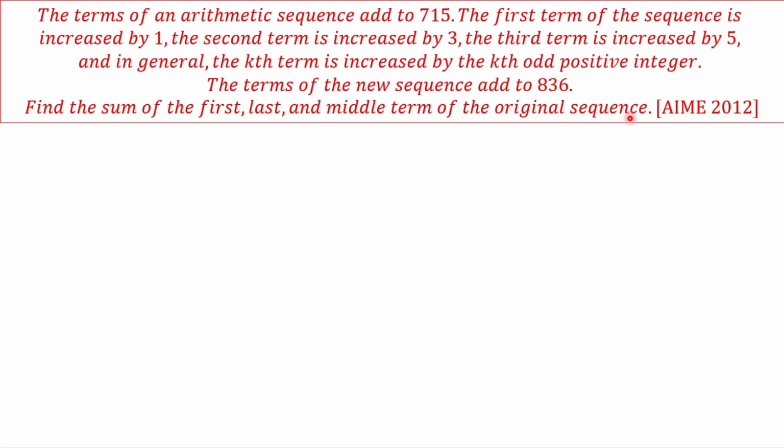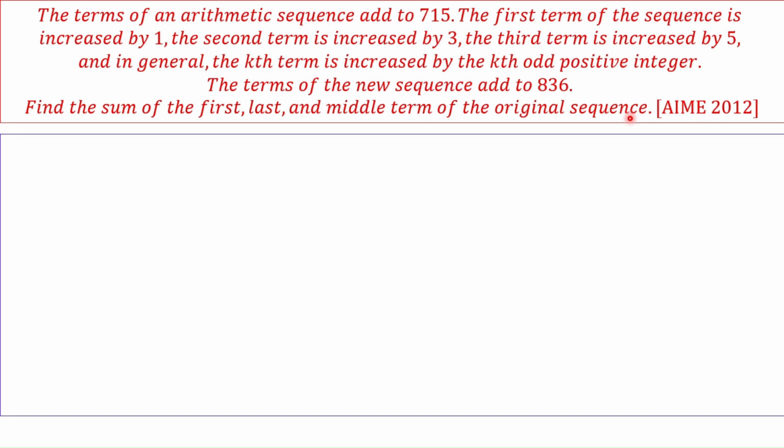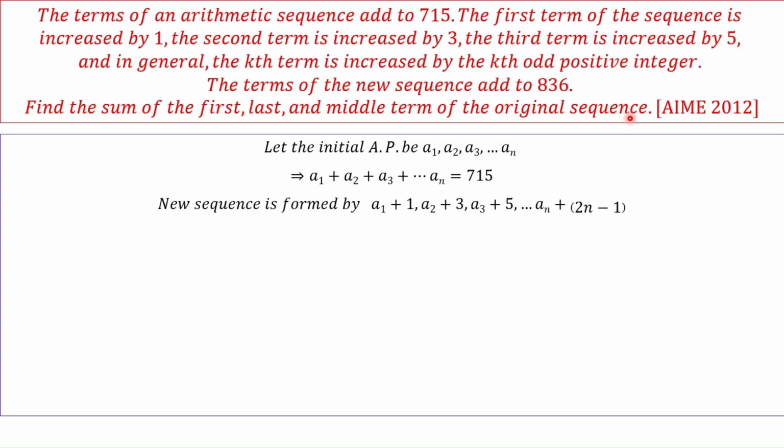So let's see, it looks easy actually, but it's a different type of problem. So first thing is, if the terms are A1 to AN, then A1 plus up to AN is 715, which is given. The new sequence is formed by A1 plus 1, A2 plus 3, A3 plus 5, and AN plus 2n minus 1. So the new series is basically this one, the sum of all these terms.